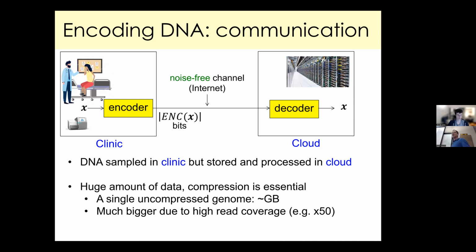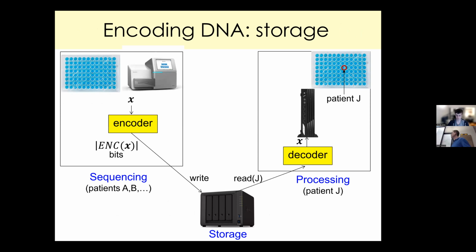So that's in communication. A very similar case happens with storage. Suppose we sequence a full tray of genomic molecules, but we don't process them immediately. We have to store them somewhere. And in the future, someone would ask, please process for me person J. Then we'll read the code from the storage and process. Here too, we have to compress the data because we don't want a huge storage cost for that system.